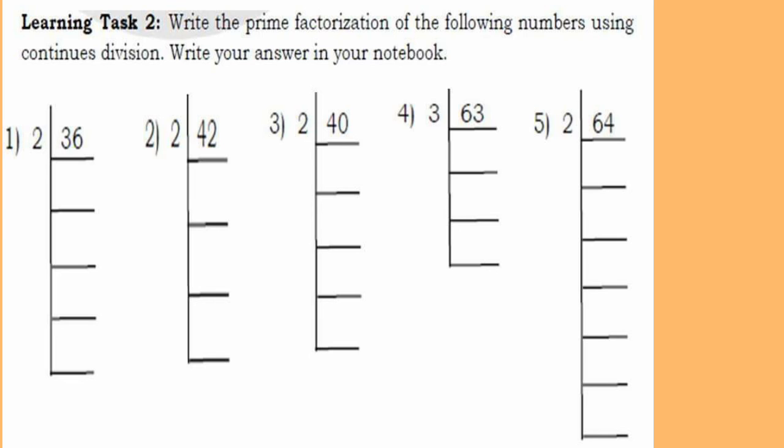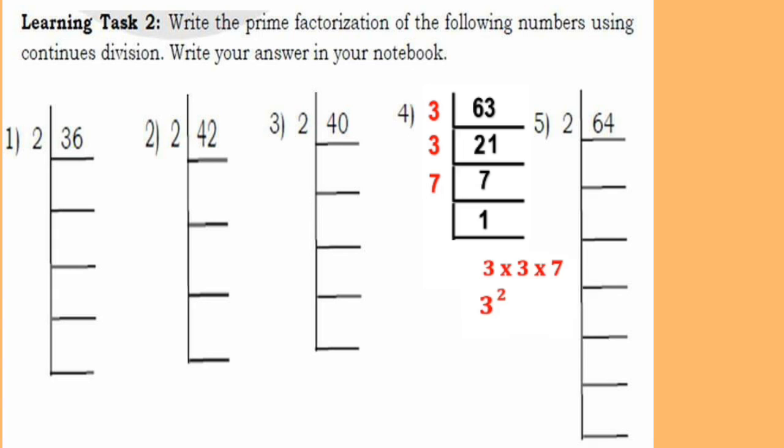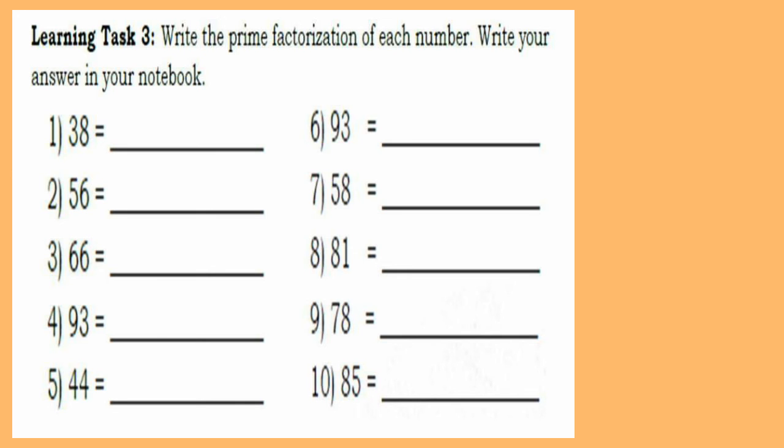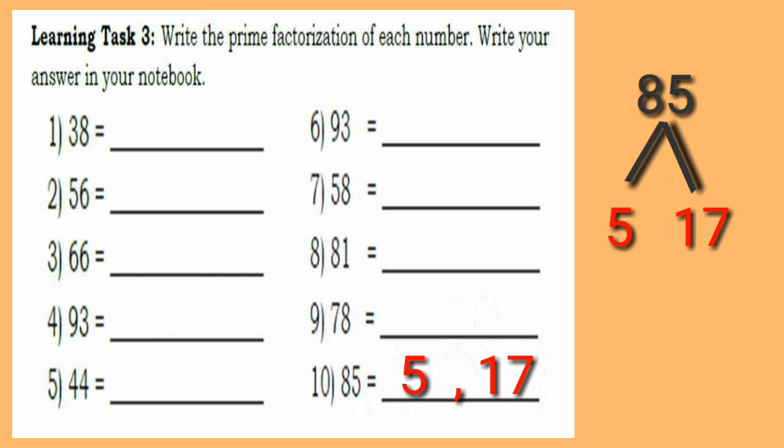Sa learning task 2, sinagutan ko naman dito ang number 4. So, ang sagot ay 3 times 3 times 7 or 3 to the power of 2 times 7. Sa learning task 3, sinagutan ko yung number 10. So, ang ginamit kong method ay factor tree. At ang sagot ay 5 and 17.